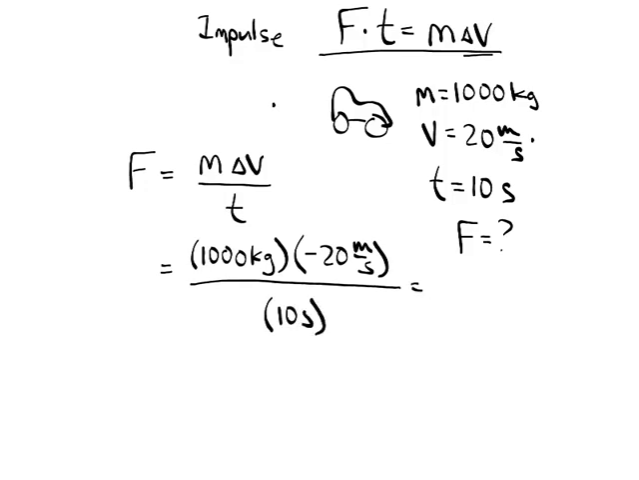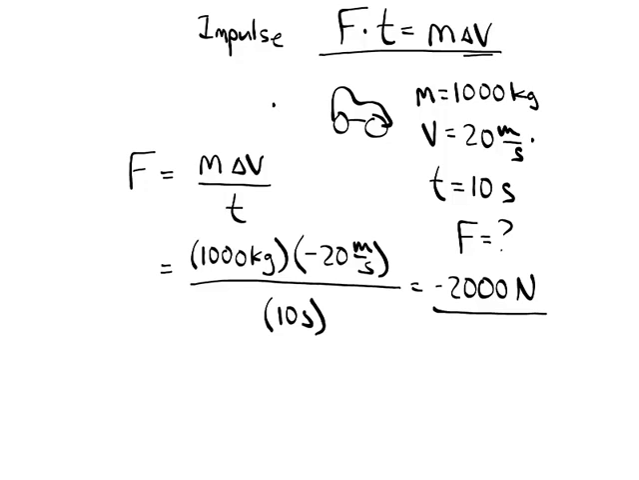On top, I'm going to have 20,000. I'm going to divide it by 10, and I'm going to wind up with negative 2,000 newtons. Now, the negative just means that I'm pushing opposite the direction of the motion of the car, which makes sense. If you're going to stop it, you have to oppose the motion of the car.